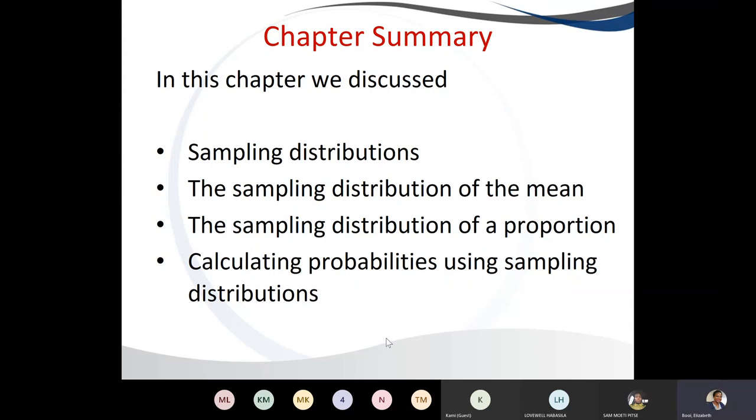And we also learned that with the sampling distribution of proportion, the standard deviation of the sampling distribution, which is also known as the standard error, is given by the square root of your population proportion times 1 minus the population proportion, divided by n. And to calculate the probability, we use the z value, and the z value for the proportion is your sample proportion p minus your population proportion pi.